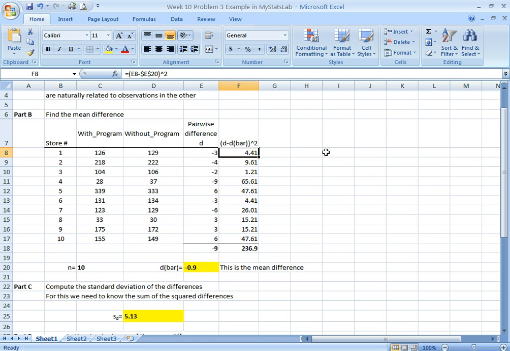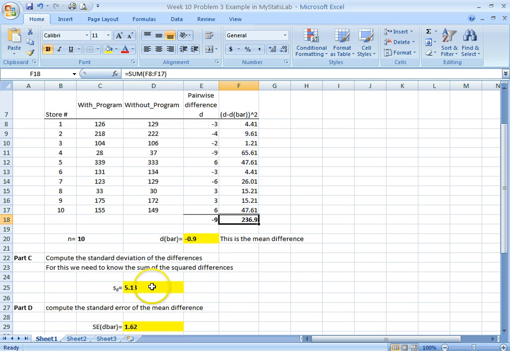Click on my cell here, you see I have E8 minus $E$20, and I'm squaring the total amount. The reason I use the dollar signs is because I want to use the absolute value in this cell, and it will not change as I copy and paste down my column. So each time I move down, it's going to say E9, but still using our mean here of negative 0.9. So we find D minus D bar squared, and then we sum up this column, and we get 236.9.